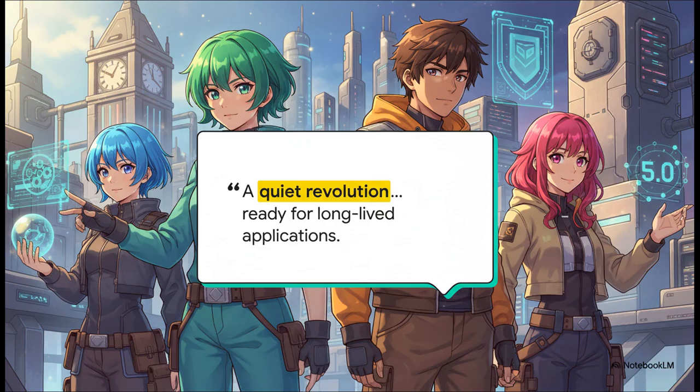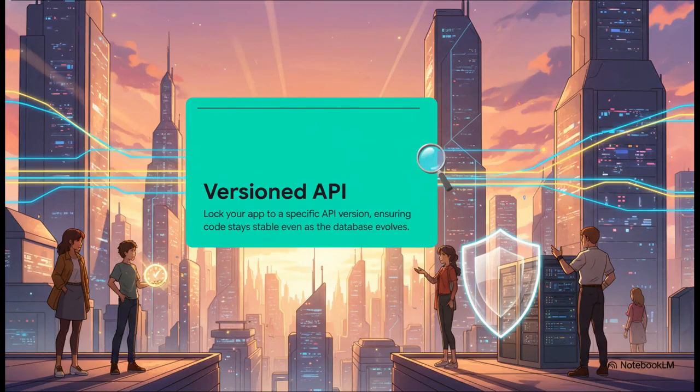This was all about stability. It was about predictability for those big, important applications that need to just run completely unchanged for years and years, even while the database underneath them keeps getting upgraded. That feature was the versioned API, and it's a really simple but incredibly powerful idea.